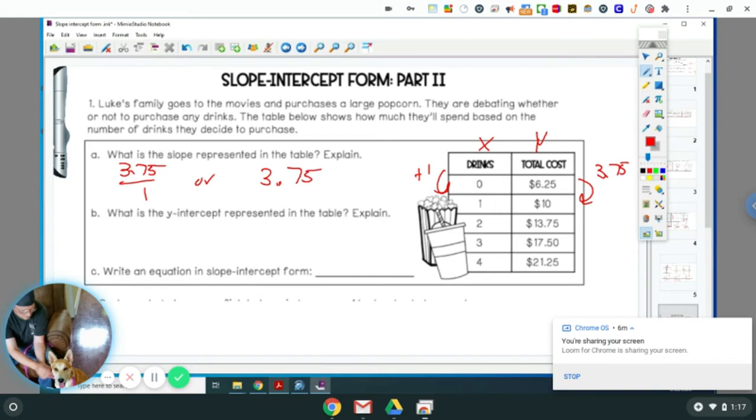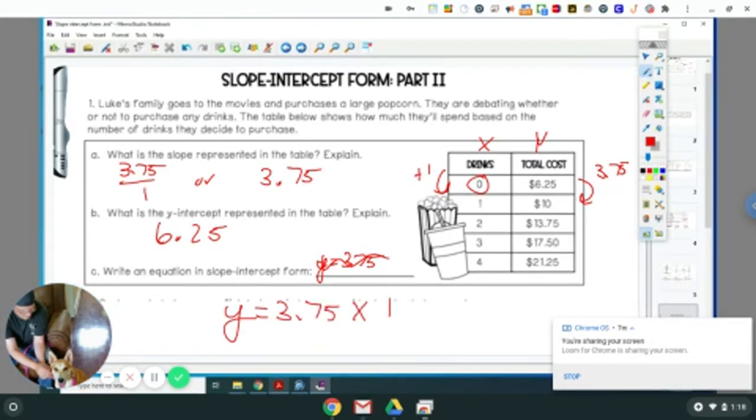My y-intercept is when x is 0. So I'm going to look at my x table and see that this is 0 right here. So whenever x is 0, what y equals is the y-intercept. So since y equals 6.25, then my y-intercept is 6.25. So my equation will be y is equal to 3.75x plus 6.25. And let me write this down here. Okay.